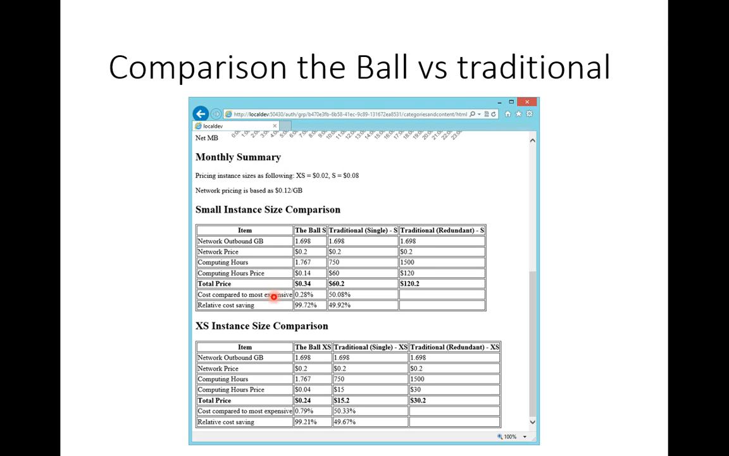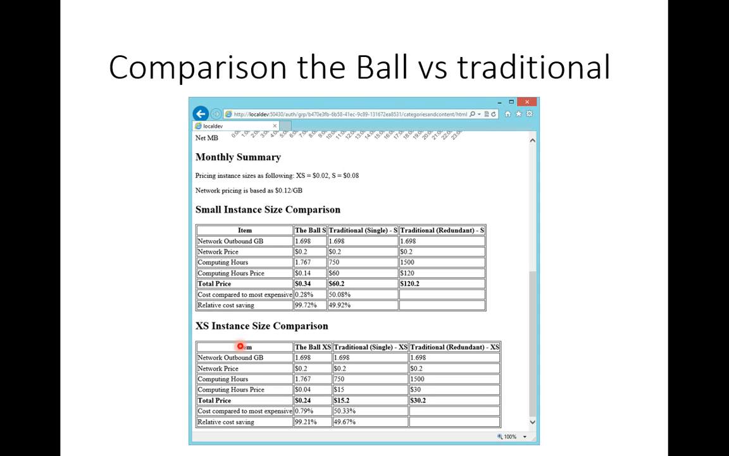Cost comparisons are interesting in a way that the ball is 0.28% of the cost of the most expensive redundant comparison on the small instance. It means that the relative cost saving for this size of website scenario would be 99.72%. Now I'm shortcutting storage in this picture completely, because right now we first implemented the monitoring for varying costs. But the storage in this group right now has 300 megabytes of storage in various ways, redundant. So it doesn't change the picture that much.